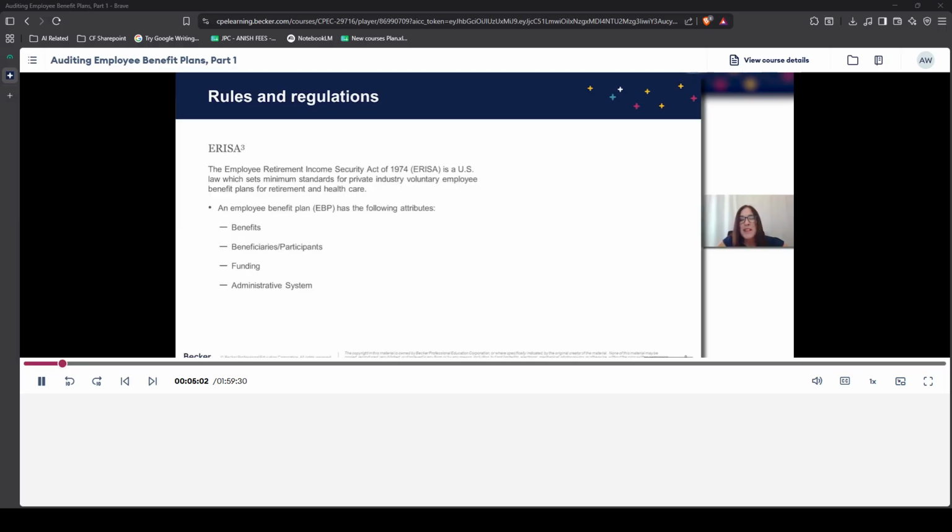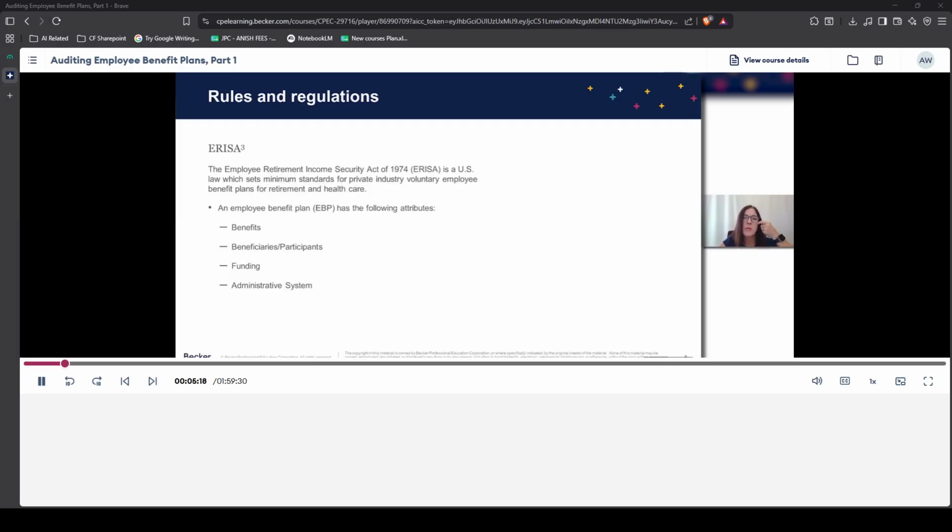ERISA is what governs the plans. That's the simplest way to put it. So we need to understand what these rules and regulations are in accordance with ERISA. Now, in order to meet the definition of a plan in accordance with ERISA, 4 attributes have to be present.